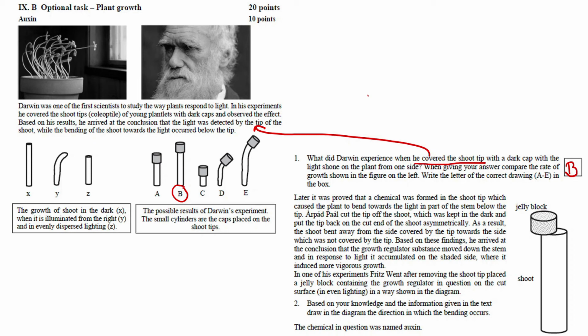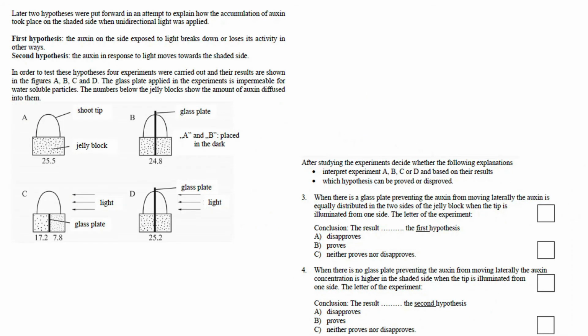In one of his experiments, Fritz Went, after removing the shoot tip, placed the jelly block containing the growth regulator in question on the cut surface in even lighting, in the way shown in the diagram. We can see here what happened. Based on your knowledge and the information given in the text, draw in the diagram the direction in which the bending occurred. So the hormones traveled down the shoot in this direction, and therefore bending occurred in this way. Okay.